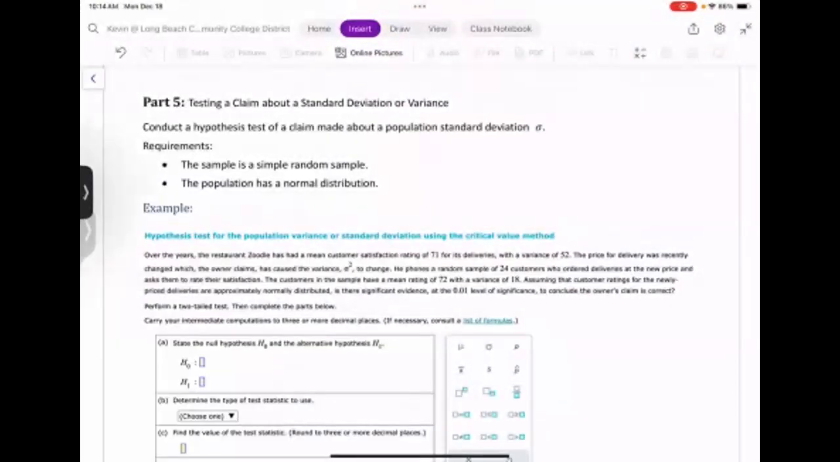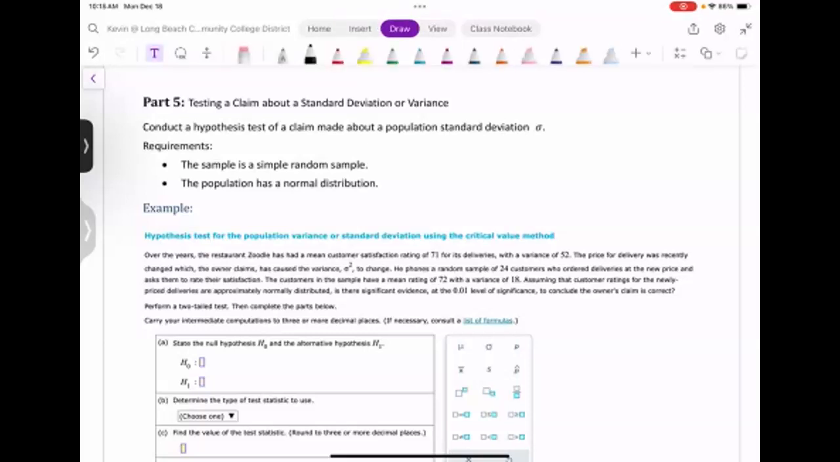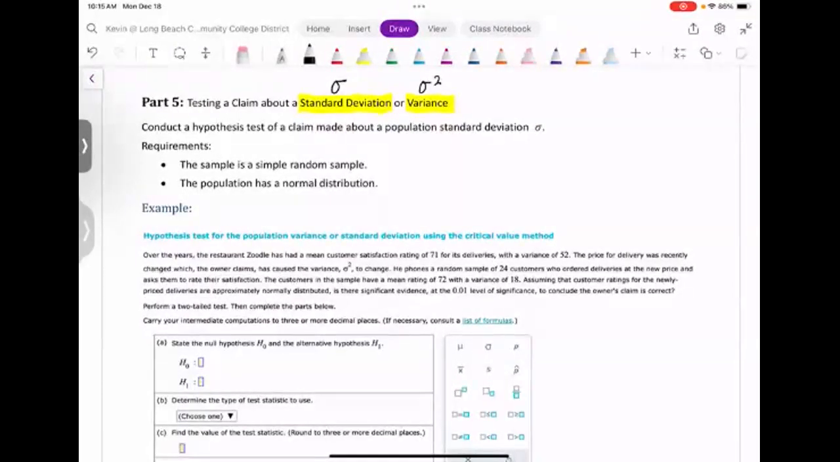Hello, everyone. Welcome back. We are at the last section in Chapter 8. We're going to be testing a claim about a standard deviation or a variance. Just to remind us, that means we are testing sigma, which is the population standard deviation, and the variance is the same except it's sigma squared. We talked about that in Chapter 7 a little bit. This one is a little bit different, which is why I made a separate video for this.